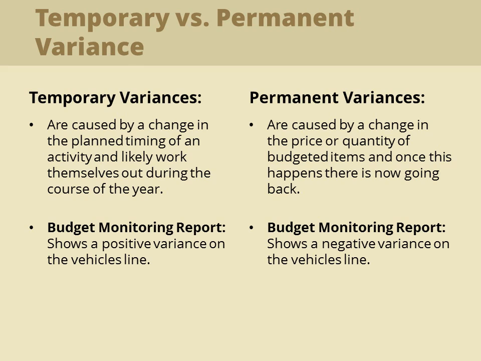For example, the invoice for a vehicle is paid in month 3. The price of the vehicle has increased by 10% due to a fluctuation in the exchange rate. The budget monitoring report for month 3 now shows a negative variance on the vehicles line equal to the difference between the budgeted price and the actual higher price paid. This is a permanent variance caused by a change of price. A decision has to be made on how to fund the additional 10% on the cost of the vehicle.